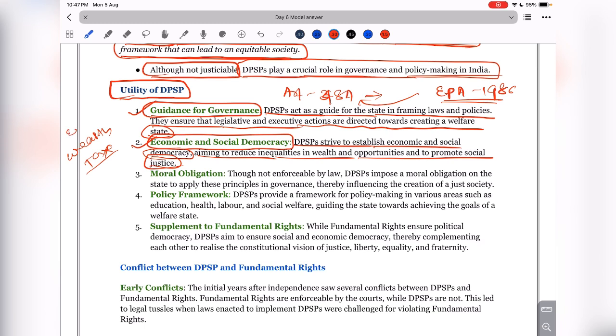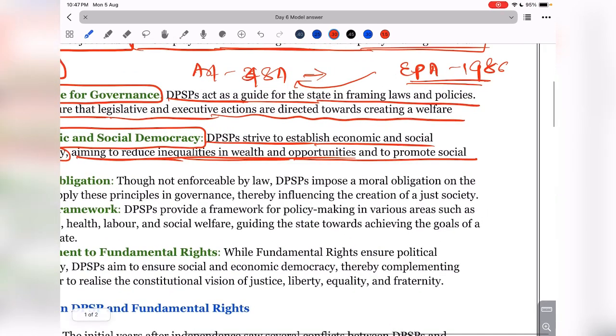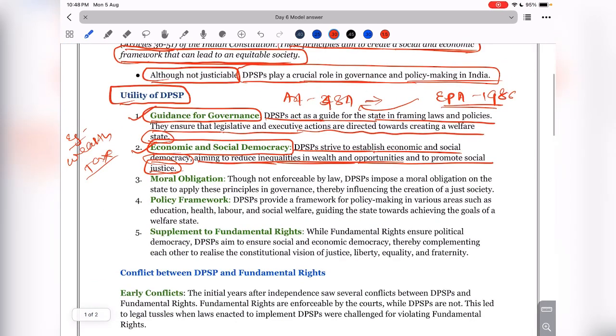Same is with the social equality. For example, recently Parliament passed the constitutional amendment to provide 33% reservations to women. So this is a legislation that is aimed to promote the social equality.